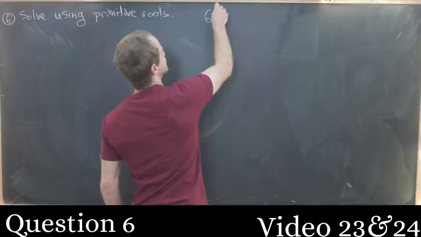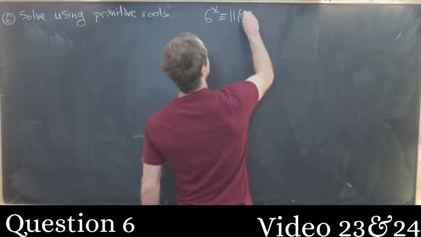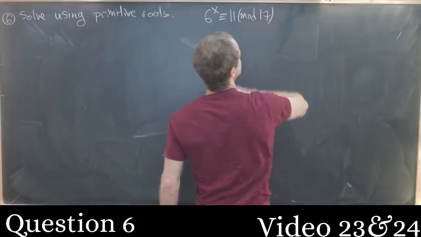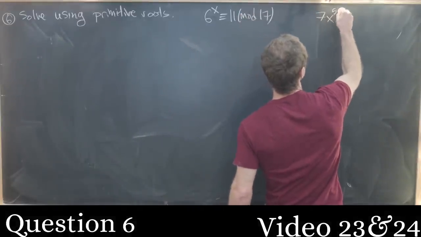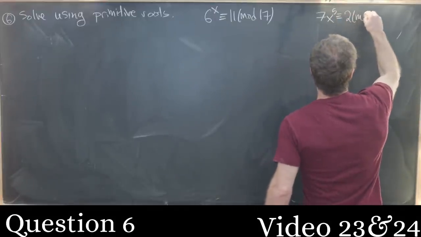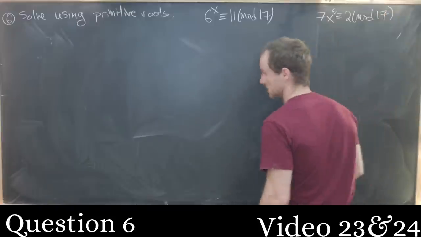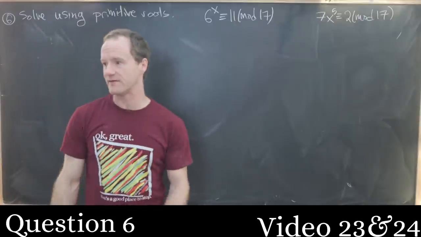Let's write them over here. So 6 to the x congruent to 11 mod 17. That's one of them. And the other one is 7 times x to the 5th is congruent to 2 mod 17. Okay, so that means we're going to look for a primitive root mod 17.